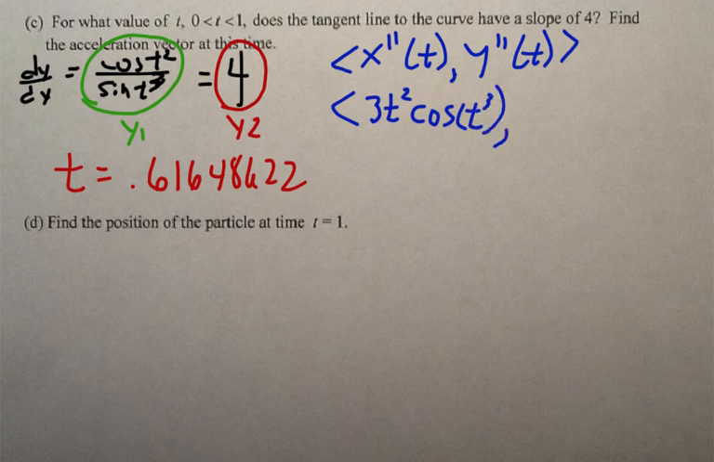Then, same thing for the y's. The dy dt equation, which is the same thing as y prime, was cosine of t squared. So the derivative of the cosine is a negative sine. Copy the inside function, t squared, and take the derivative of the inside function, which is going to be 2t, but multiply by the negative sine, and then that inside function is still here, t squared. Okay, so there's the acceleration vector, but they want it at this time.